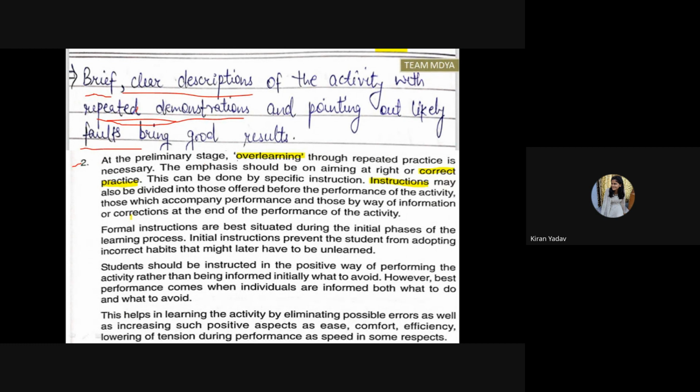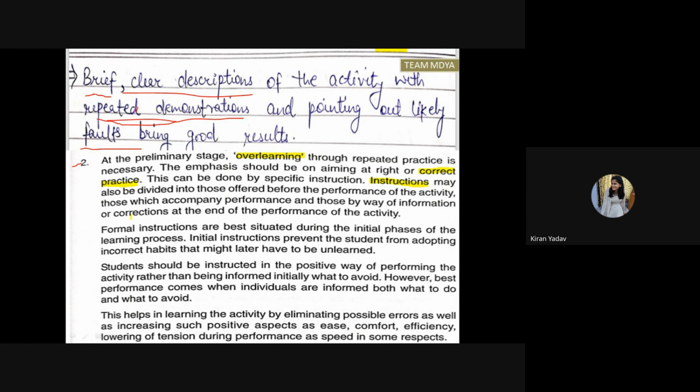And after that, in the next point, at the preliminary stage, overlearning through repeated practice is necessary. So when someone is a beginner, they should repeat it again and again so that the practice gets into their mind. And the emphasis should be aiming at right or correct practice. This can be done by specific instruction. The correct practice should be there, because if someone does any practice wrong initially, then they will have to unlearn it later, which will be difficult. So the practice should be correct initially.